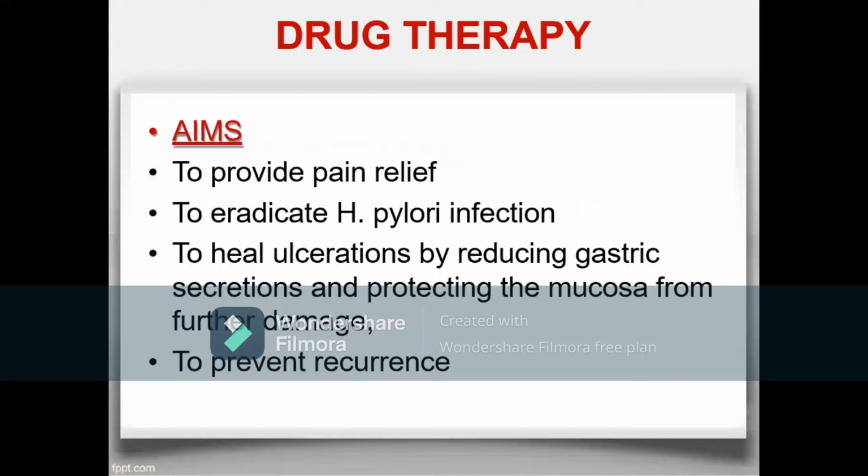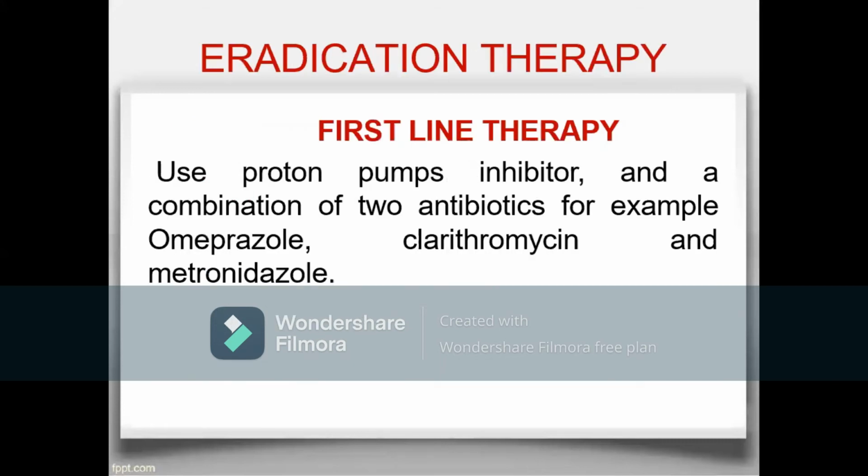What could be the best drug or treatment to be given to this patient? Let's consider the aims. The first aim is to provide pain relief. Secondly, to eradicate H. pylori infection, to heal ulcerations, to prevent recurrence of peptic ulcer disease. On the treatment, usually this is triple therapy, which is commonly used, is an eradication therapy.